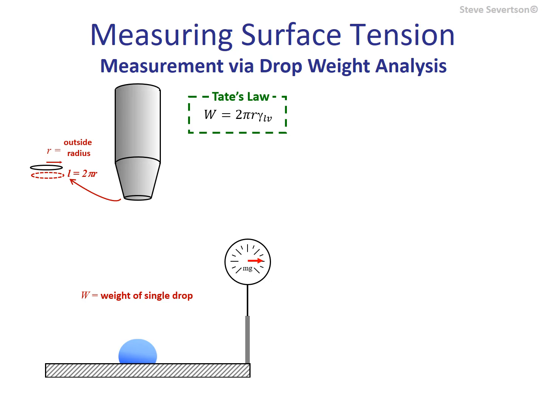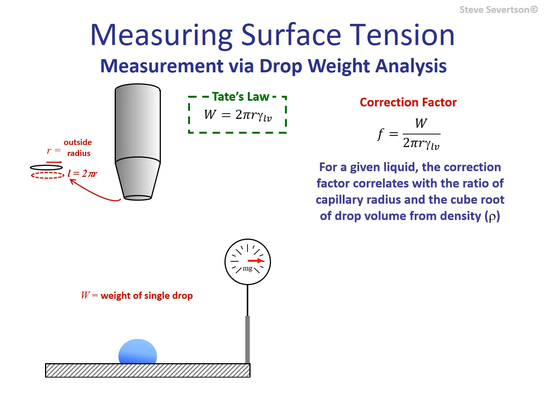Obtaining an accurate drop weight is problematic because only a portion of the drop breaks free from the capillary tube's tip. We can establish a correction factor for a specific liquid in a setup. This correction factor correlates with the ratio of the capillary radius to the cube root of the drop volume, calculated from the liquid density. Note that the correction factor is often significant.